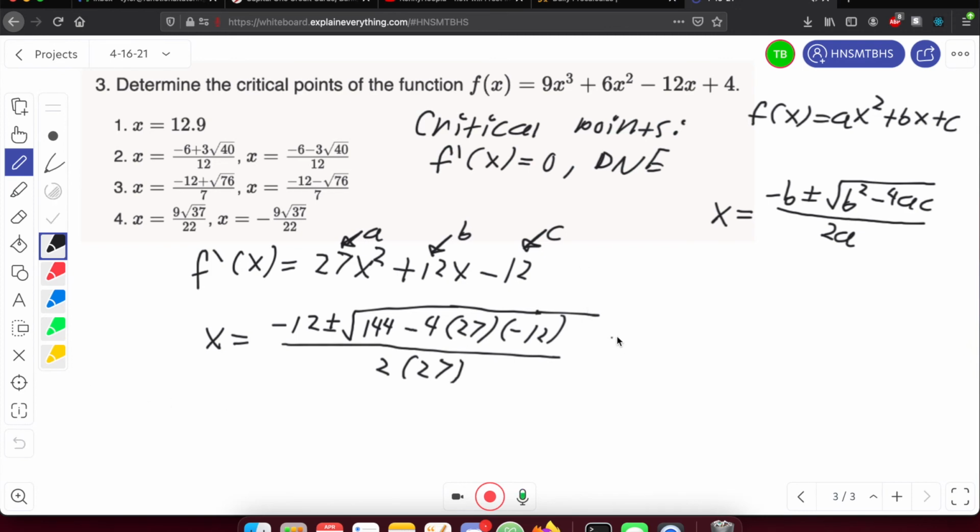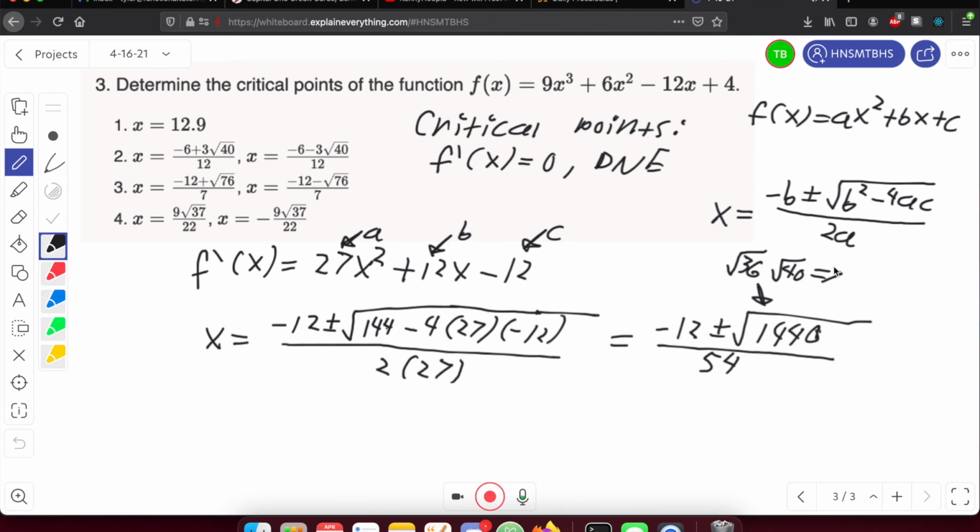So if we go through the process of simplifying, this becomes negative 12 plus or minus the square root of everything in here simplifies down to 1440, and this is over 54, I believe. So we've got this. Now, we always want to look for ways to simplify our radicals. This radical can be rewritten as the square root of 36 times the square root of 40. And this is valuable to us because we know what the square root of 36 is. It's just 6. So this becomes 6 times the square root of 40.